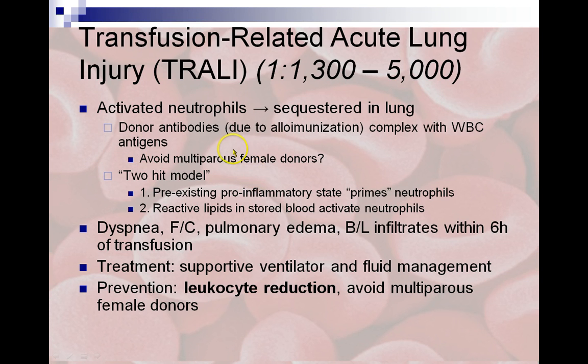This raises questions about who these donors are, because it seems that these donors got the antibodies by some sort of alloimmunization process. And this is part of the basis for avoiding female donors, and certainly female donors who may have been pregnant in the past, because as females become pregnant, they're exposed to additional antigens, and therefore they develop more and more antibodies.